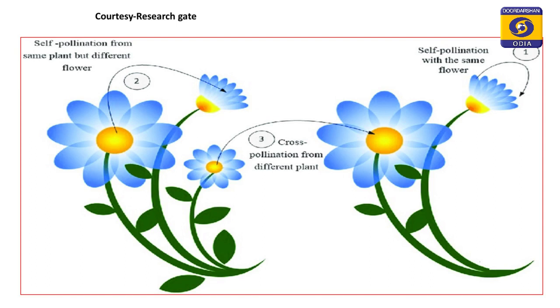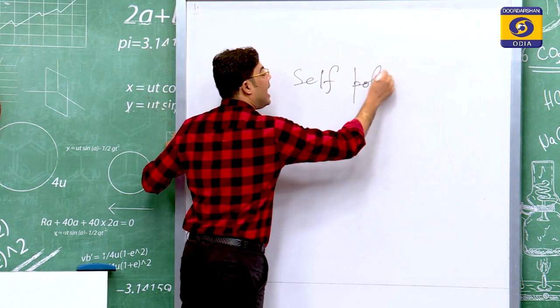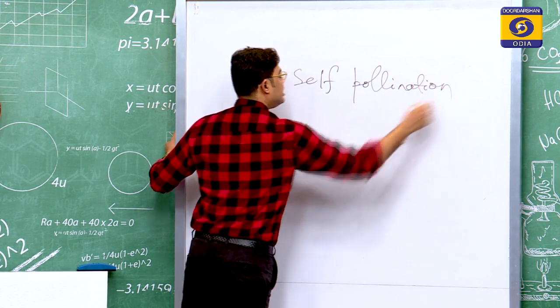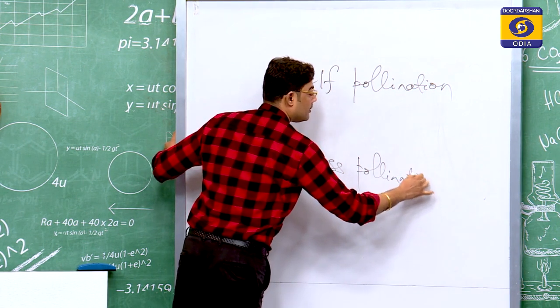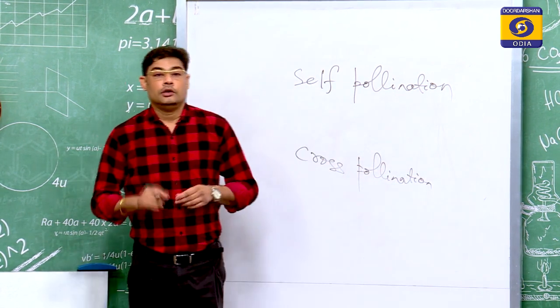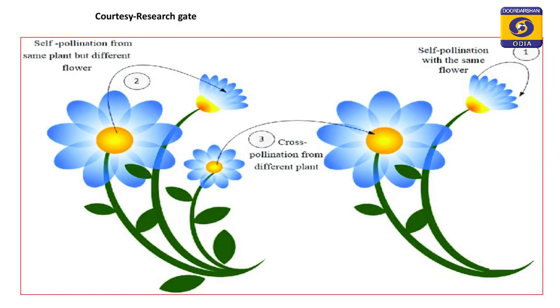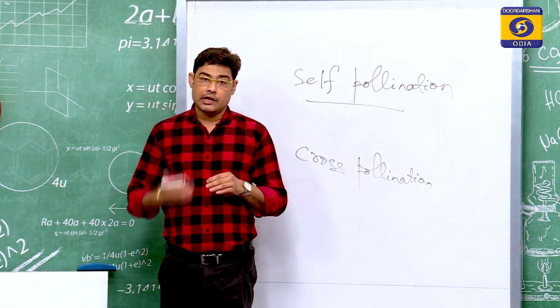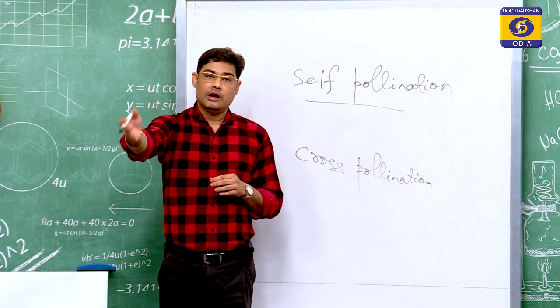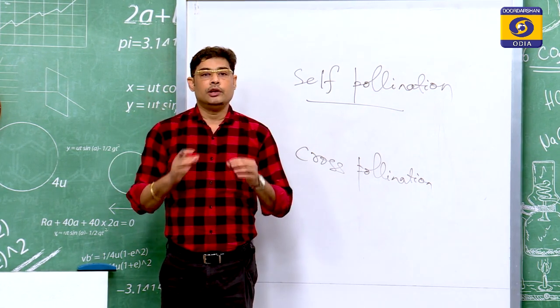So, let us see this slide: self pollination and cross pollination. We have two types of pollination, one is self pollination, the other one is cross pollination. The transfer of pollen grains from the anther to the stigma of the same flower, or of different flowers born on the same plant, is called self pollination. And the transfer of pollen grains from the anther to the stigma of another individual is called cross pollination.